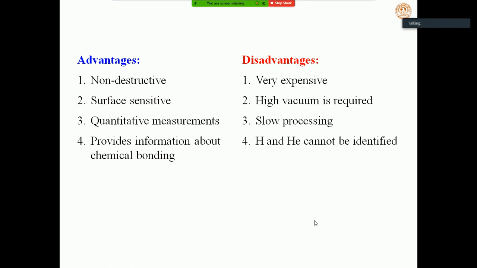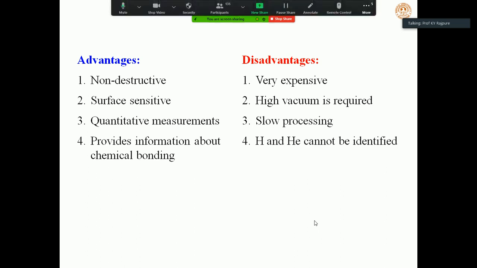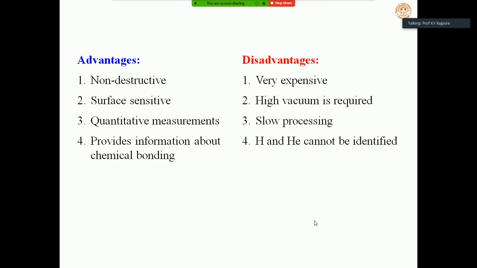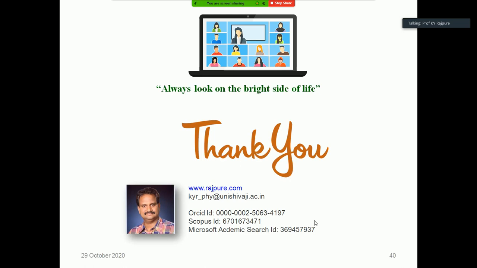In my common facility, of which I am coordinator, transmission electron microscope, XPS, bio AFM, micro Raman, XRD, and other techniques are available. The facility is ready to use, and soon this XPS technique will also be hosted. The instrument has already come, but due to the pandemic situation, we have a few issues to be resolved, and those will be resolved within 1 or 2 months. Of course, high vacuum is required, and processing is slow. H and He cannot be identified. You can go for other techniques.